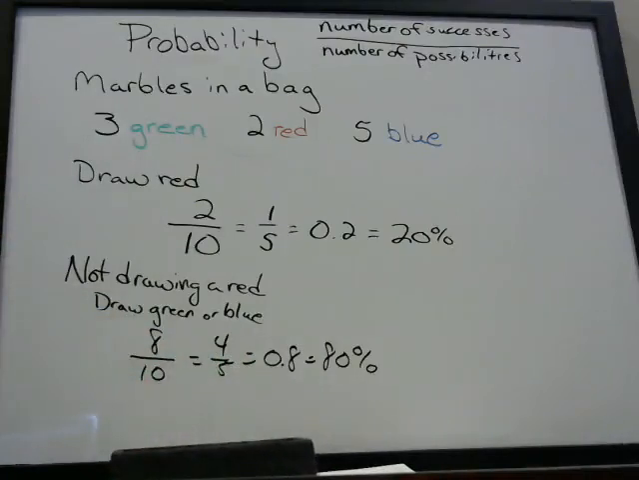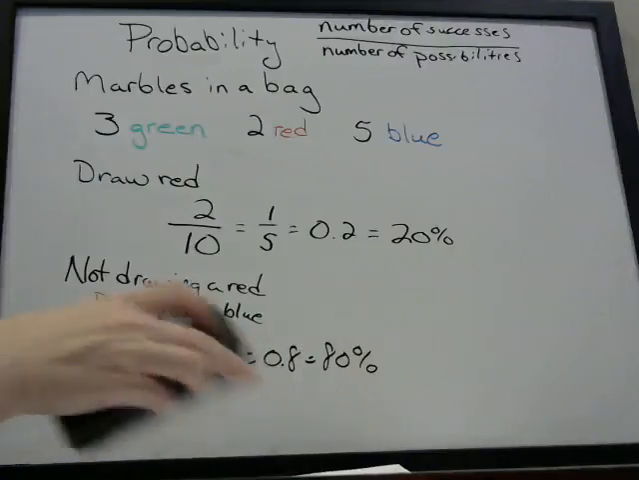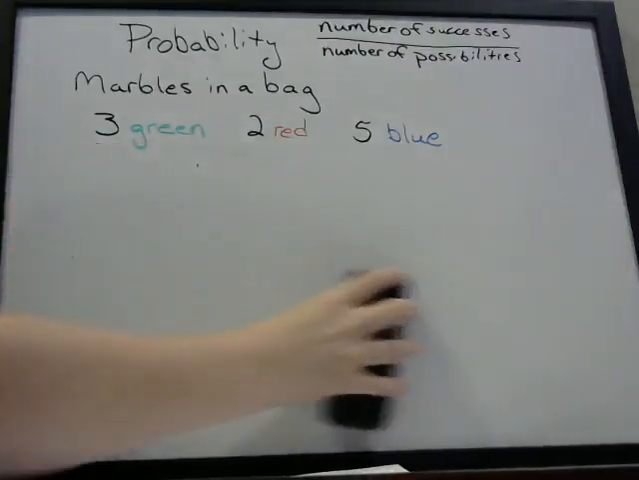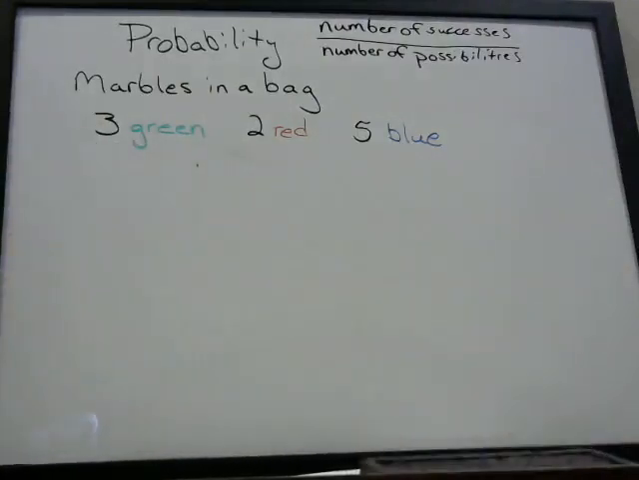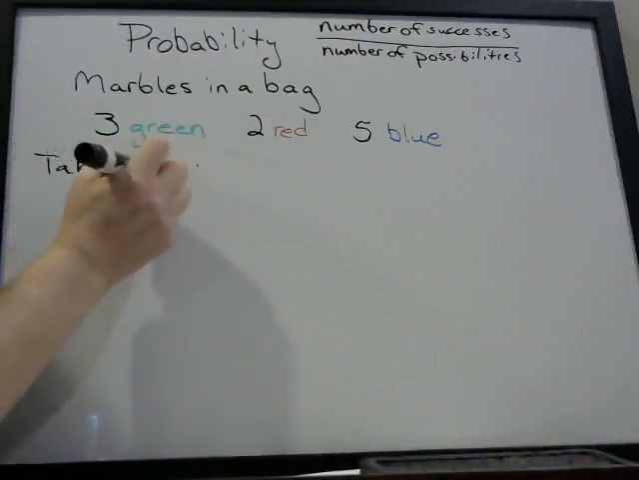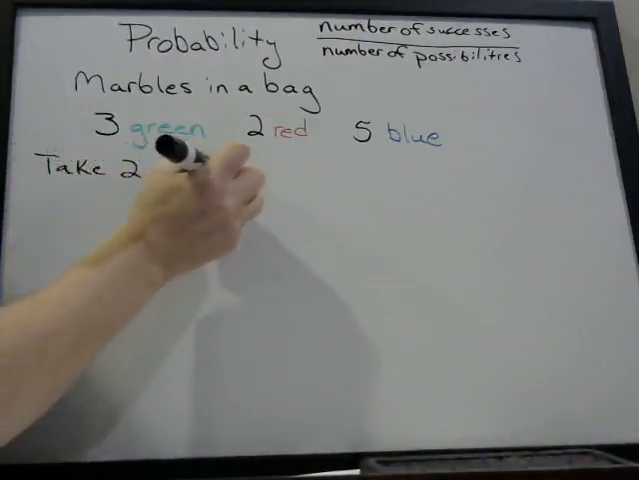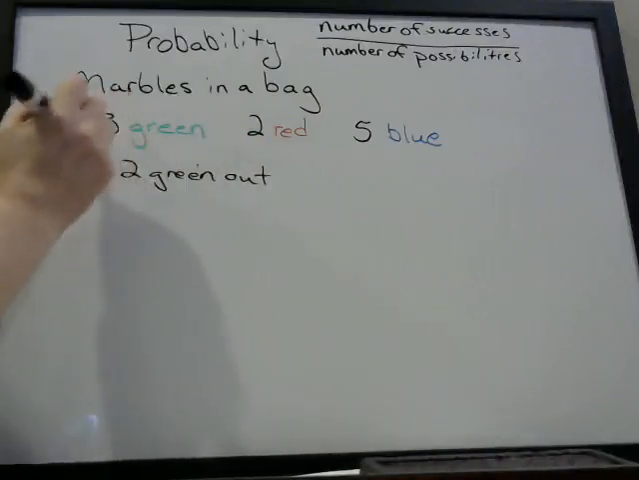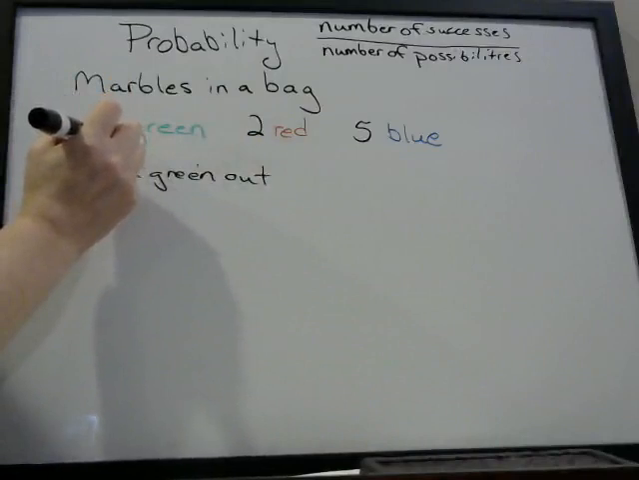Now let's think about if we are going to take 2 marbles out. So let's say we take 2 green marbles out. So we look in the bag, we grab 2 greens, and we take them out. So now we don't have 3 green marbles anymore, we just have 1.